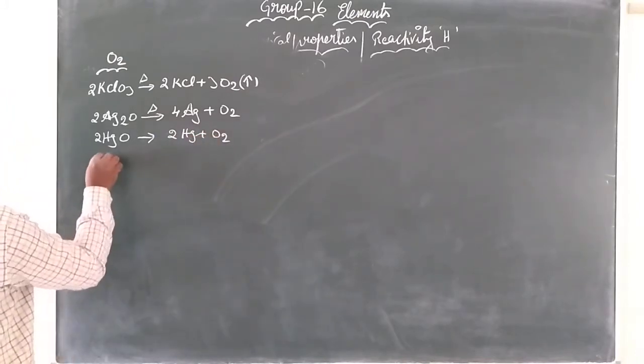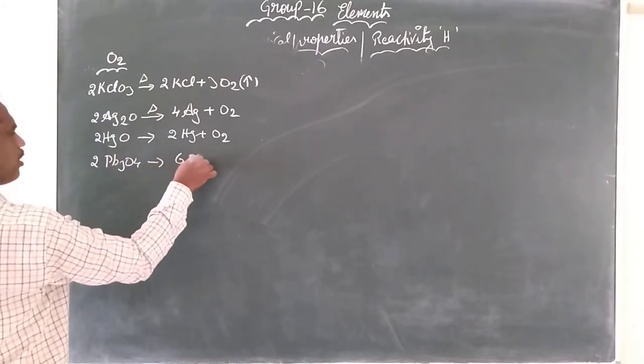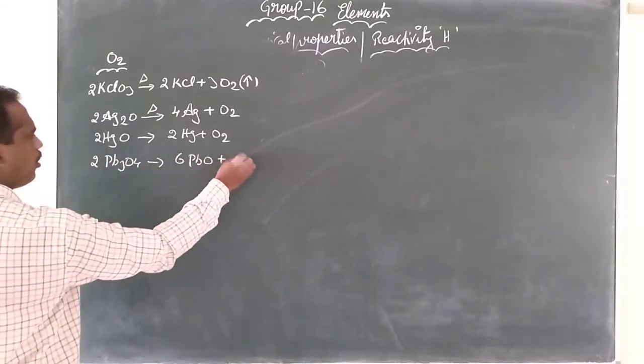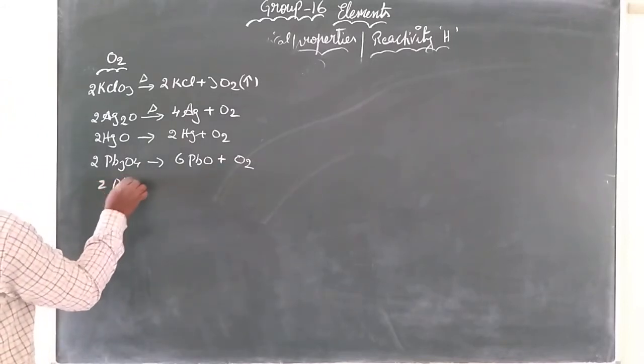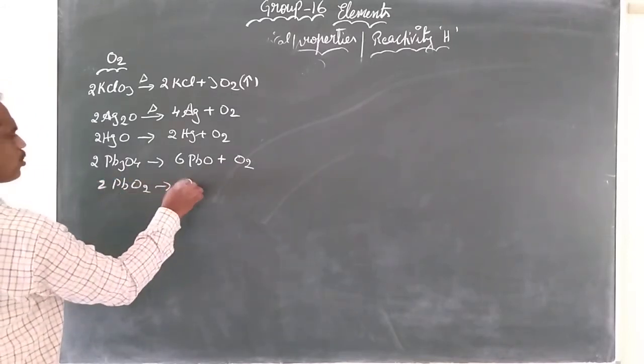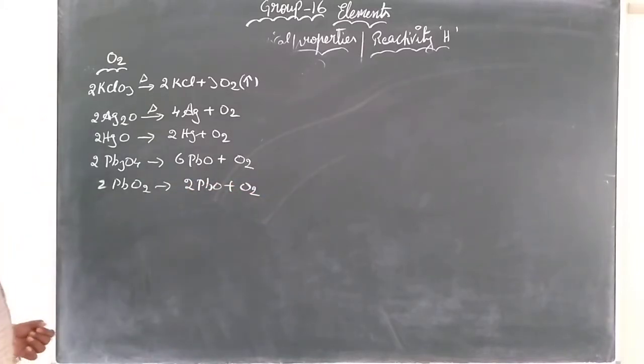Or you can heat the Pb3O4, it is forming lead oxide and the oxygen gas. Or you can heat 2 moles of lead dioxide, that is also forming lead oxide and the oxygen gas. So different sources are there.